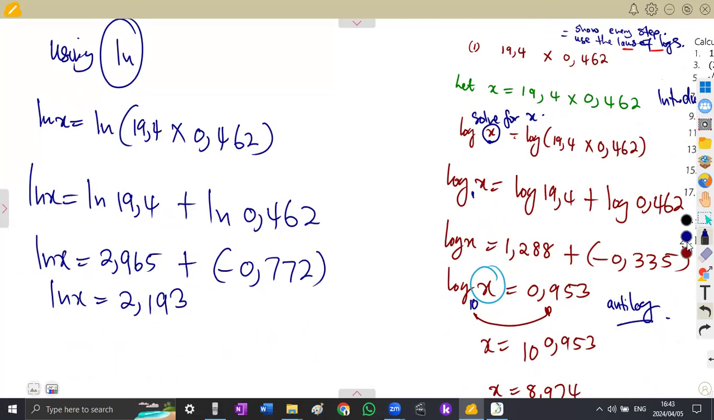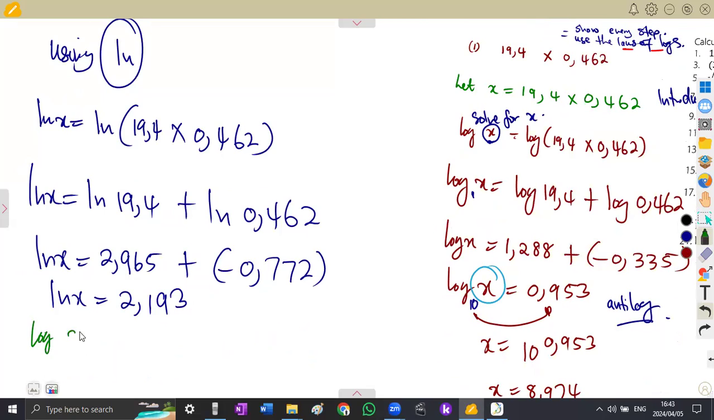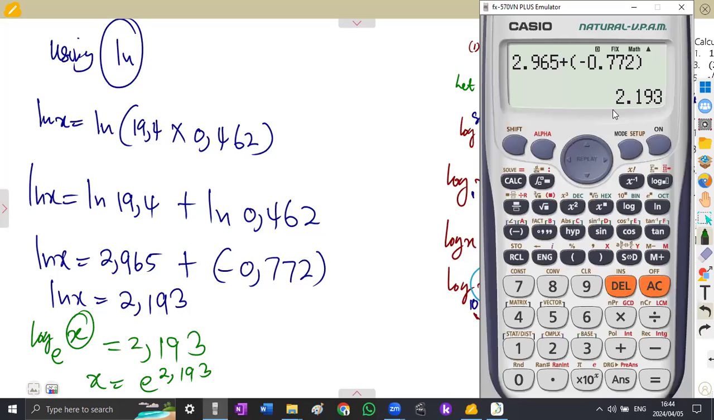So also working with the ln, what you're supposed to know is that the ln is a logarithm in the base of e. This one means the logarithm of x in the base of e. That is the ln of x, log x base e. Log x base e is equal to 2,193. So remember how we calculated our x before? We said it is equal to the base to the exponent of the answer. So it's e to the exponent of 2,193. That's how you find your x as an antilog, or you just check on your calculator.